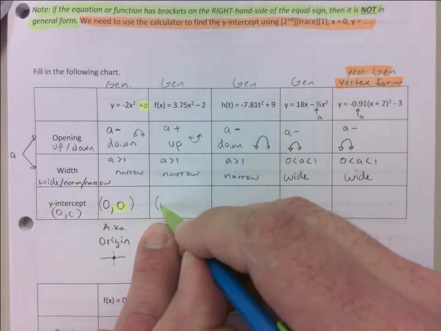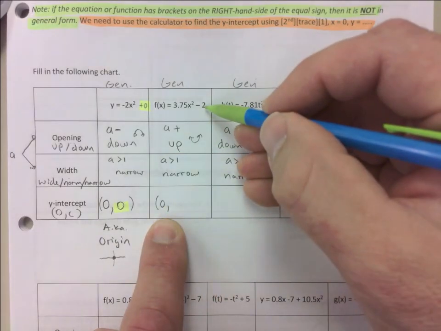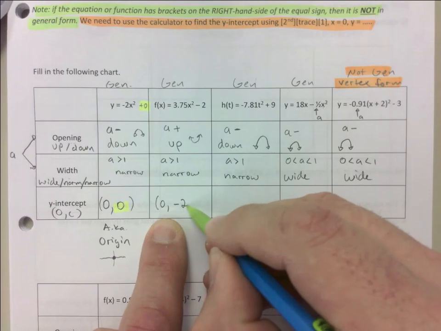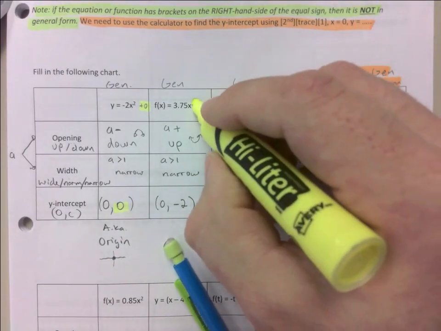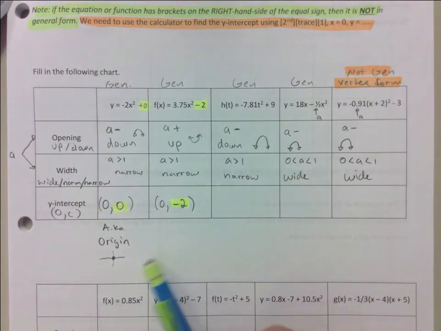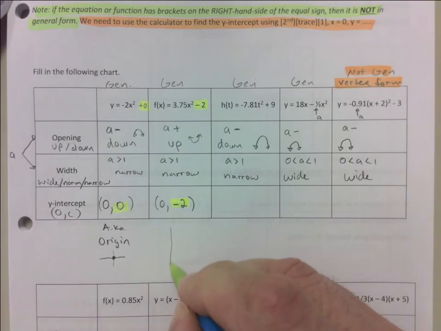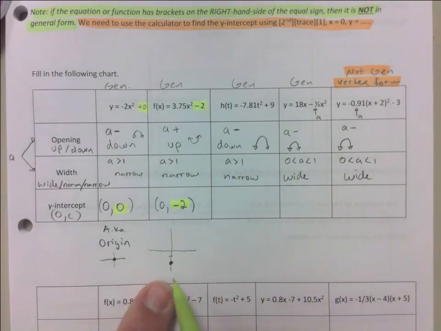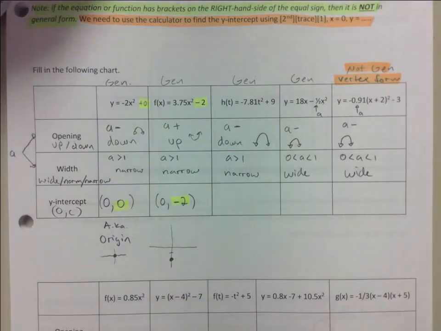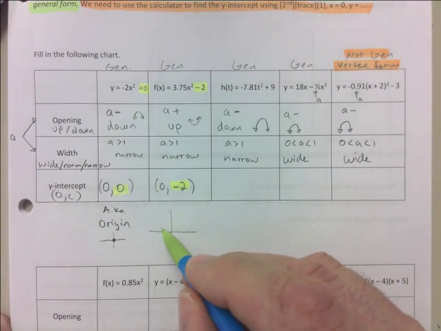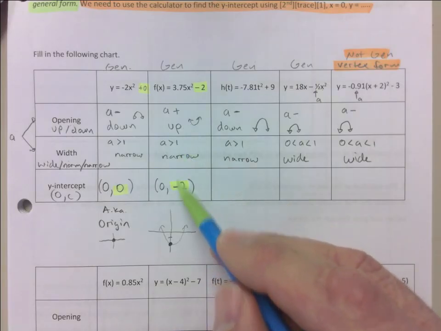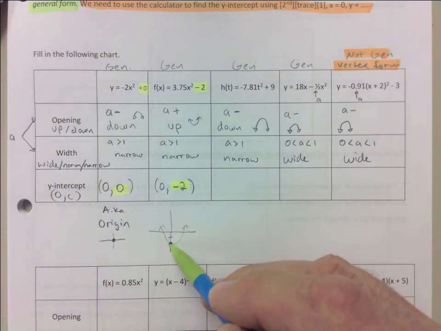What is the y-intercept here? 0, negative 2. What does that mean? It means that this parabola, where's 0, negative 2? This is 0. If this is negative 1, negative 2 is right here. It's going to go through there. Okay? It's either going to do this, right? Something like that. We know it's going up, and we know it's going through there. We know that for sure. Okay?